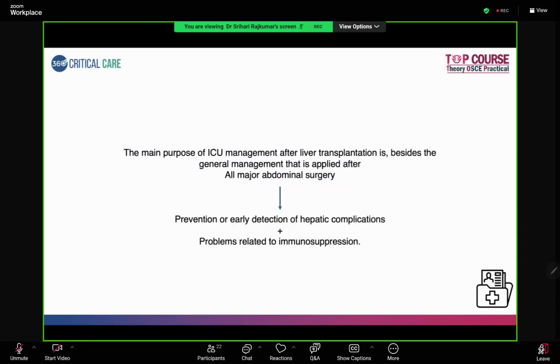Coming to the topic, the main purpose of ICU management after liver transplantation is, besides the general management that is applied for all major abdominal surgeries, with regard to liver transplant, you need to look for hepatic complications and look for problems related to immunosuppression. So, these are the main two areas which you will have to look into when you manage a post liver transplant recipient.